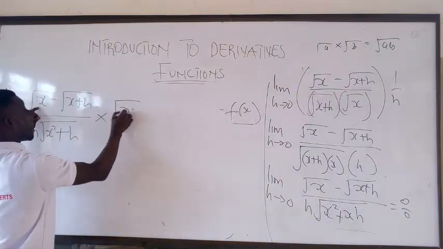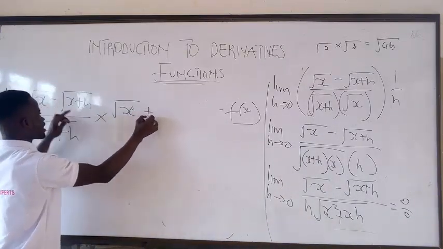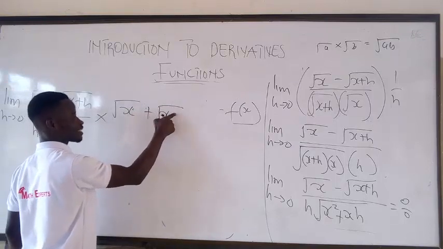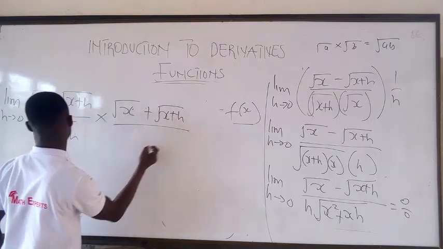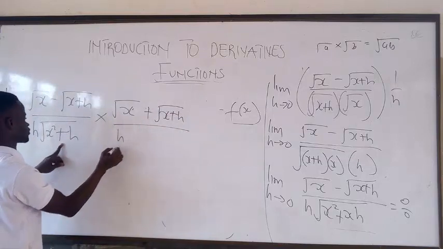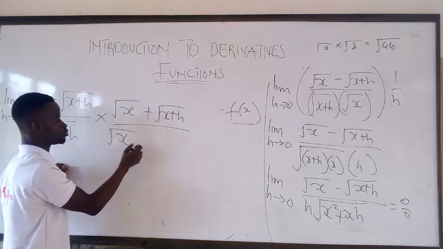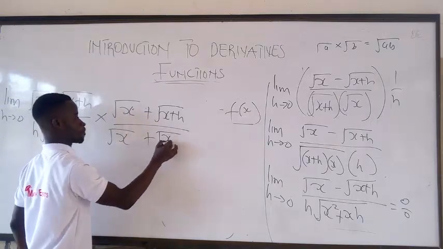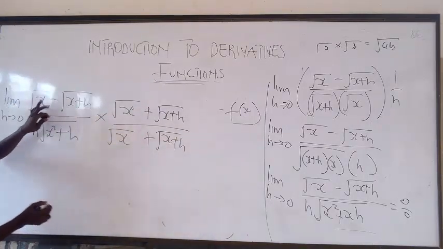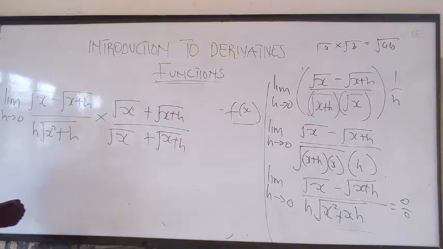So change the sign to plus. It's still plus h. The same to repeat. It's like you multiply whatever is here by 1, it won't affect it.